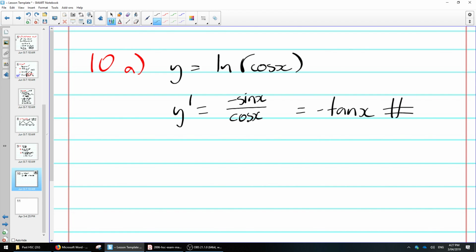Why are we integrating? They can't integrate. Oh yeah, cos becomes negative sine.